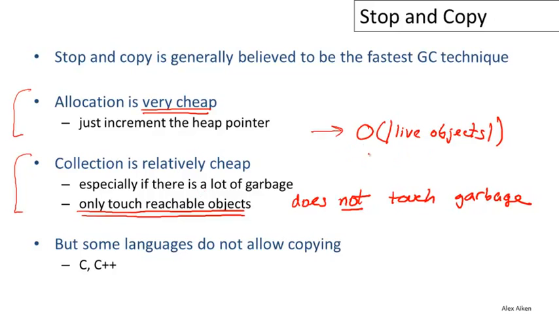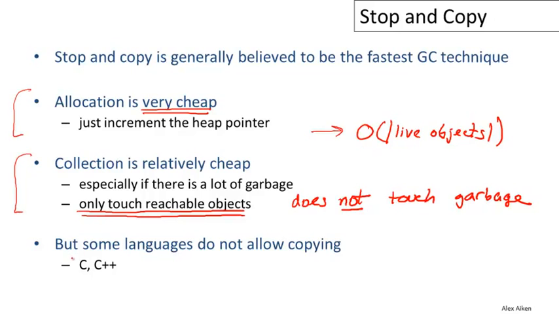And that's in contrast to mark and sweep, where the cost is proportional to all the memory that you're using, because you have the sweep phase where you have to go through and touch every single object, whether it's live or garbage. And so if you have a relatively lot of garbage and a relatively small set of live objects, stop and copy is actually much, much faster than mark and sweep.